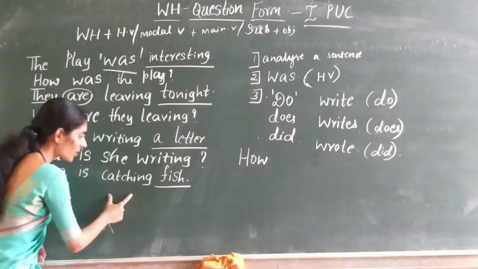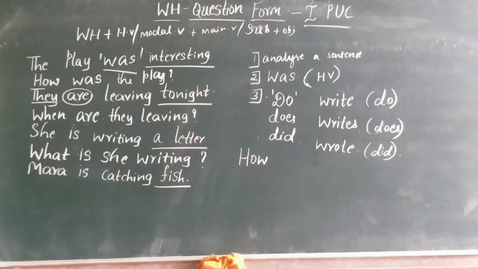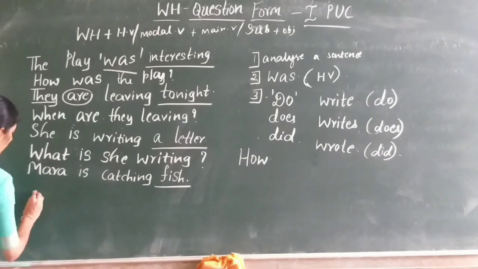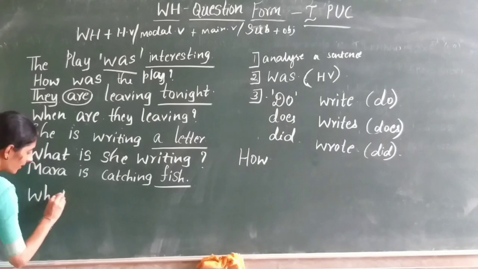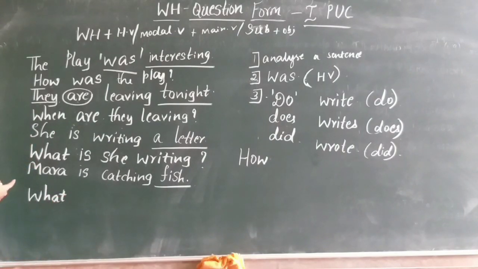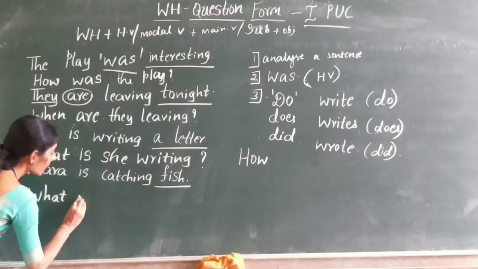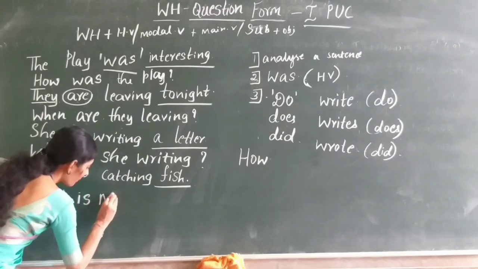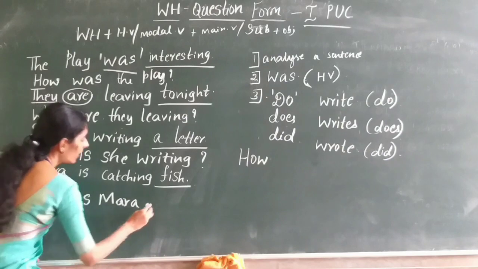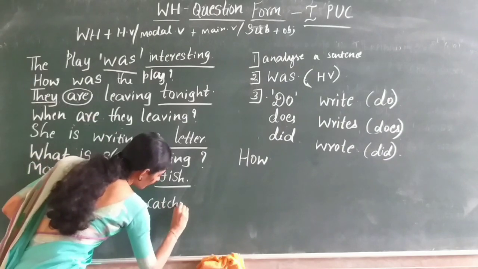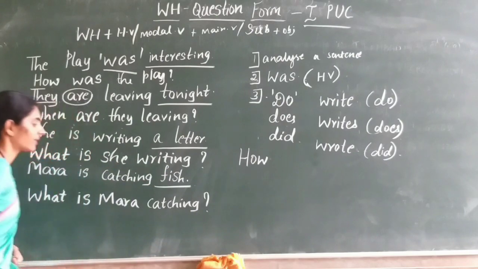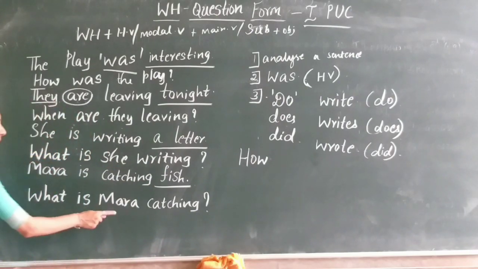Look at the last sentence here. Mara is catching fish. Again, I have underlined fish, which is the object of this sentence. Now, fish again, we can take what? Invert subject and verb. So in the sentence that is given, Mara is. While framing a question, it becomes is Mara. So what is Mara? What is Mara catching? Simple, isn't it?